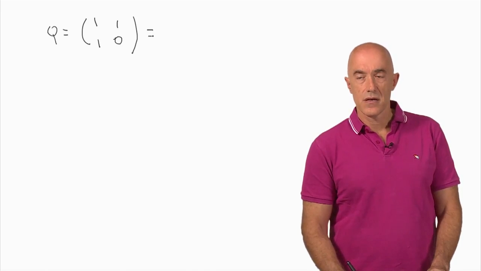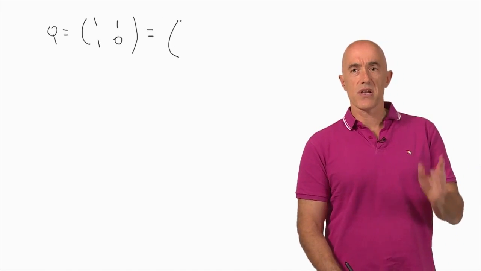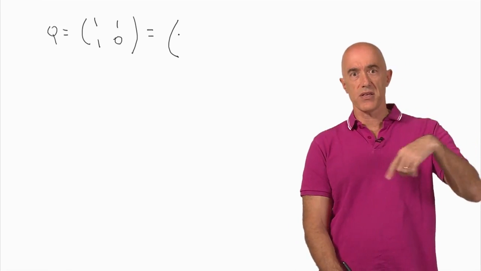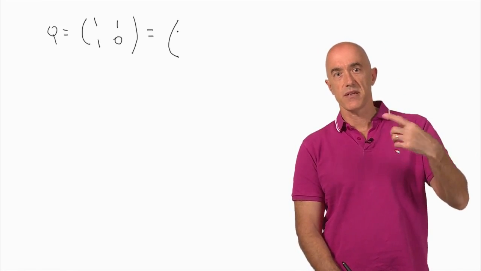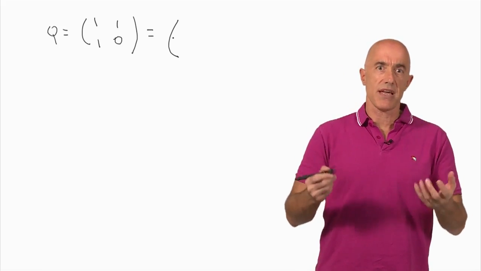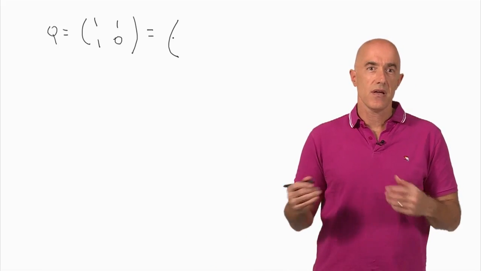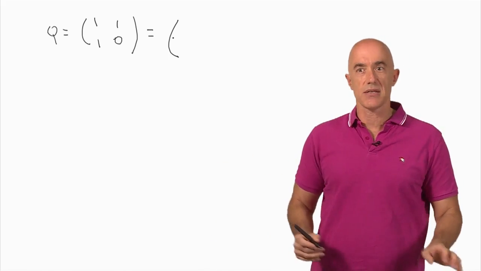So Q, right, is our 1, 1, 1, 0. We want to figure out what Q squared is, Q cubed is, etc. So as we multiply Q by Q, we're going to be adding the first and the second row and replacing the first row by that. But we know that Fibonacci numbers have this nice recursion relation: when you add two Fibonacci numbers in a row, you get the next Fibonacci number.